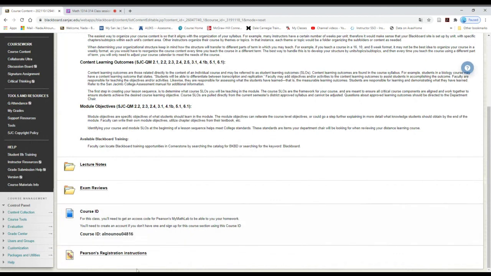Also, these are the registration instructions. I have them right here. If you open this file, you'll be able to see step by step what you need to do to enroll in the course on Pearson's. And if anyone still has any questions, just let me know.